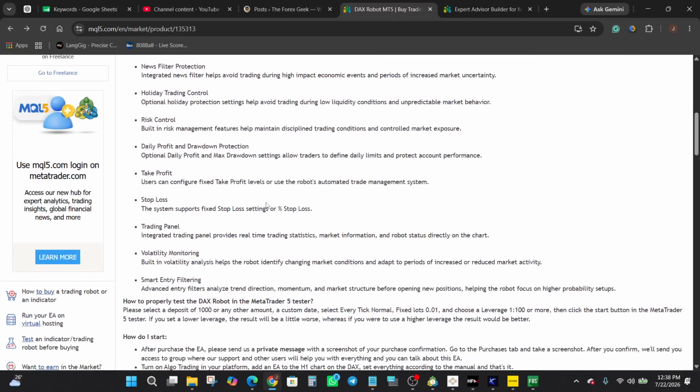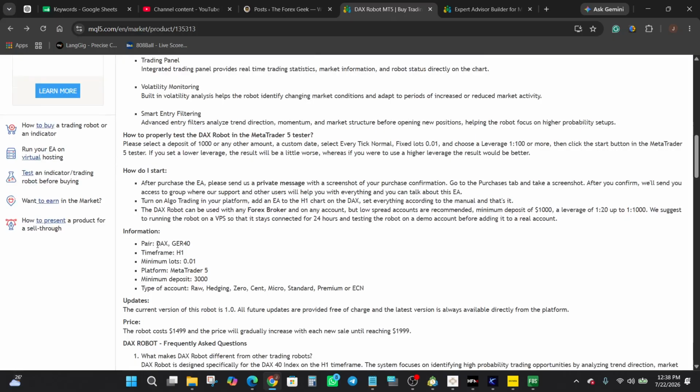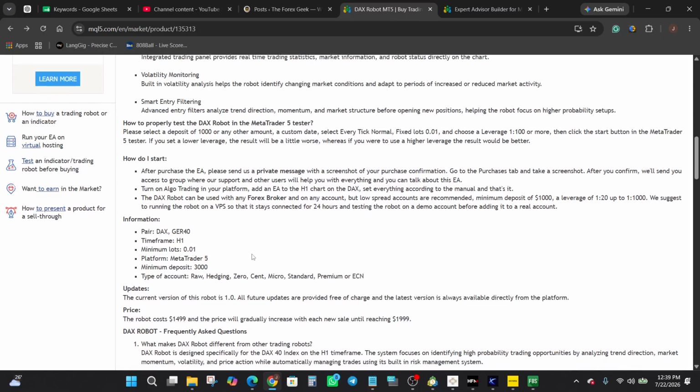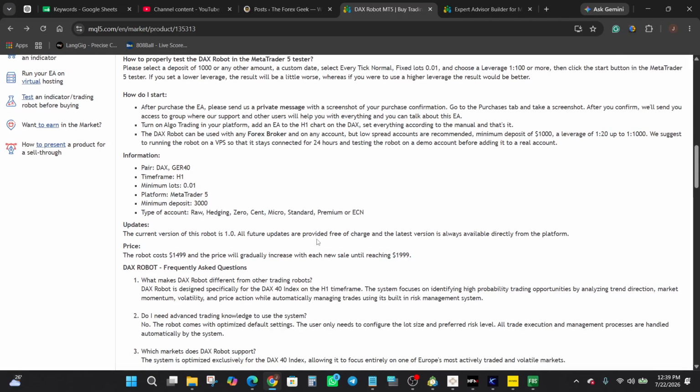The recommended setup is the DAX index or GER 40, and the time frame is H1 with a suggested minimum deposit around $1,000 to $3,000 depending on the account type, and low spread brokers are preferred. It supports various account types including hedging and ECN.